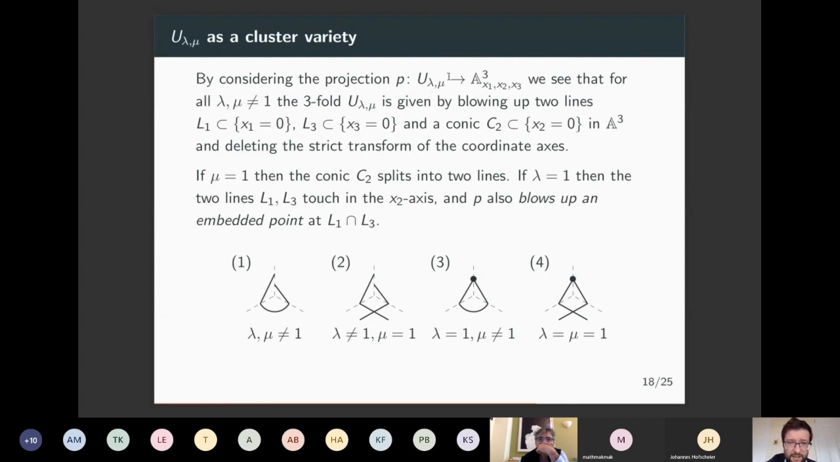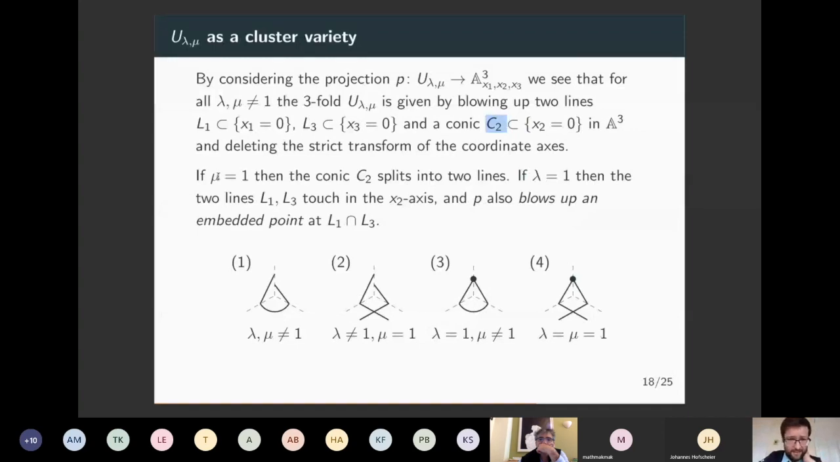For a generic fiber of this fibration, if I look at the projection to the affine space defined by the first three variables, then I'll find that it's an isomorphism away from the coordinate hyperplanes. Above the coordinate hyperplane where x1 equals 0, it contracts the divisor to a line. Above the hyperplane where x3 is 0, it contracts the divisor to a line. And above the hyperplane where x2 is 0, it contracts the divisor to a conic.